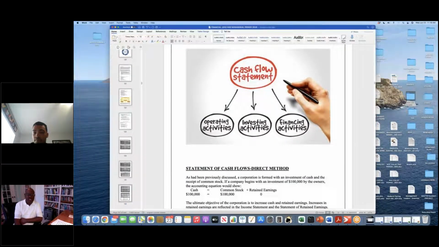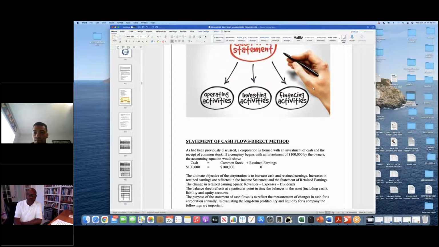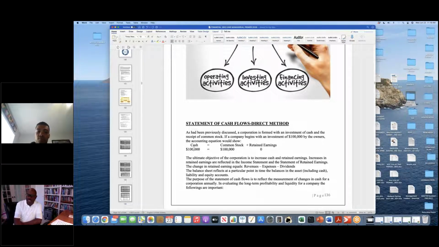Okay, so we're into our last statement. We've done the income statement, statement of retained earnings and balance sheet. And now we're preparing the statement of cash flow. You can remember we start a company off by putting cash in it, and that cash is reflected in us receiving common stock. So we give the company the cash and we get common stock. And what is supposed to happen with this company is that the cash is supposed to go up by earnings, not by borrowing.